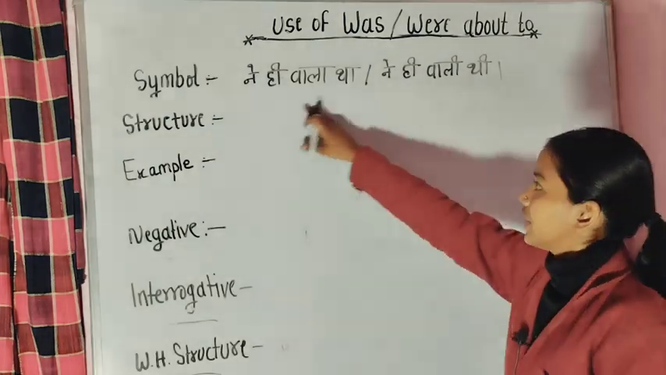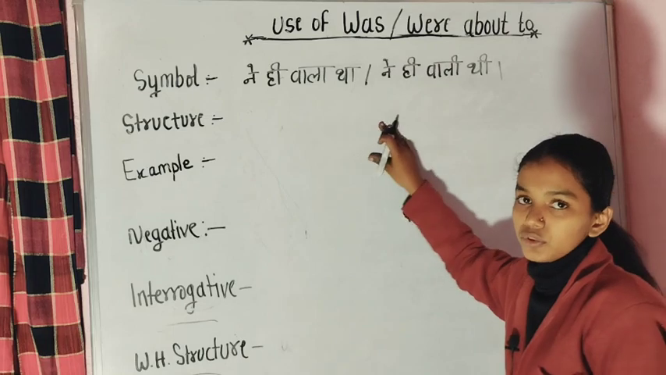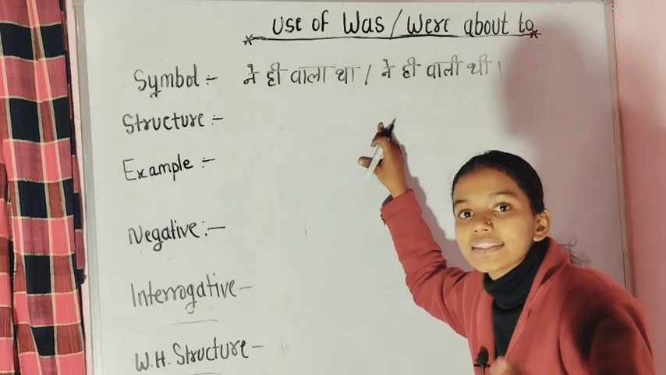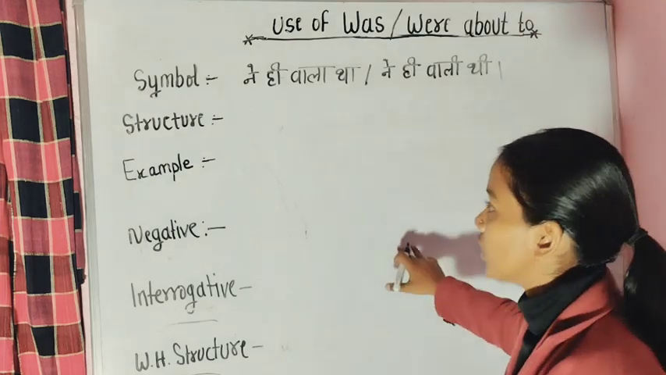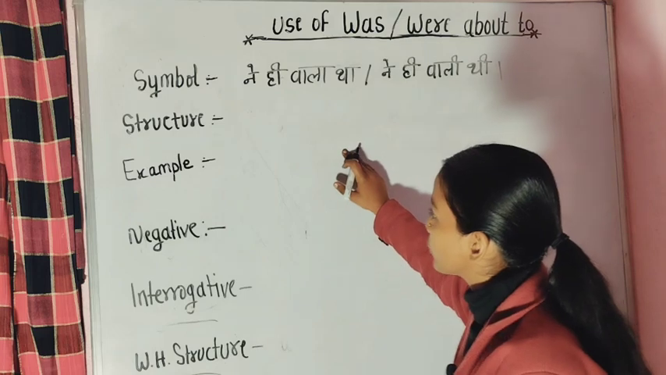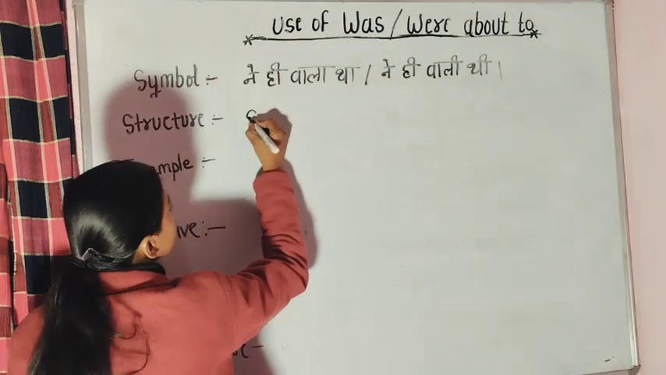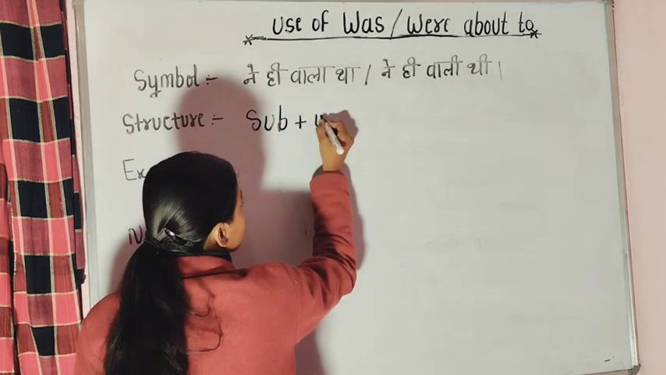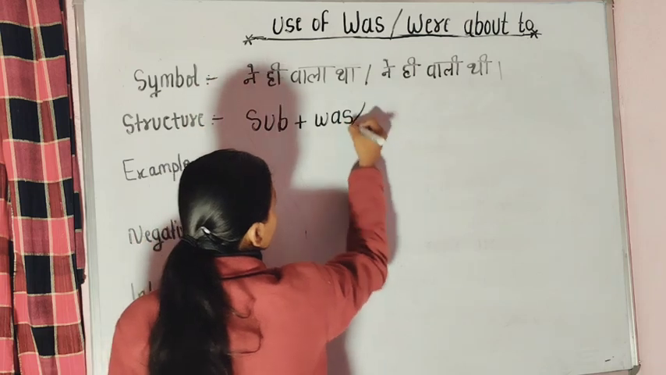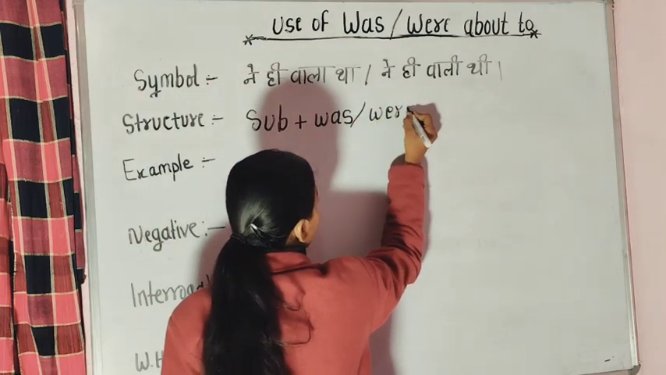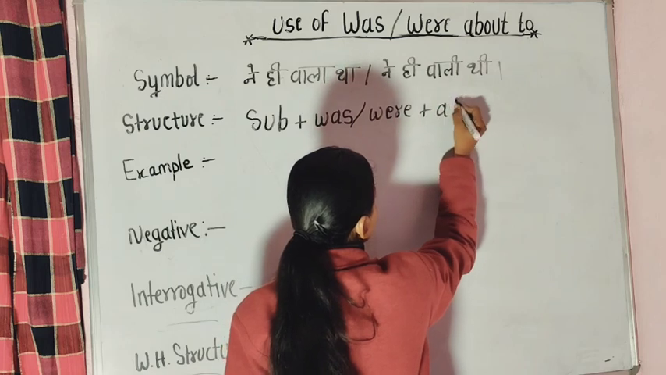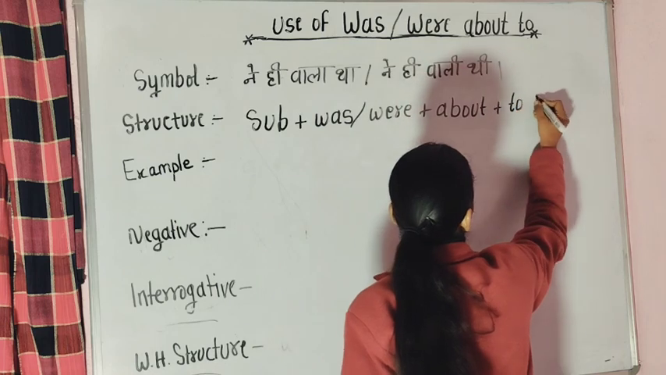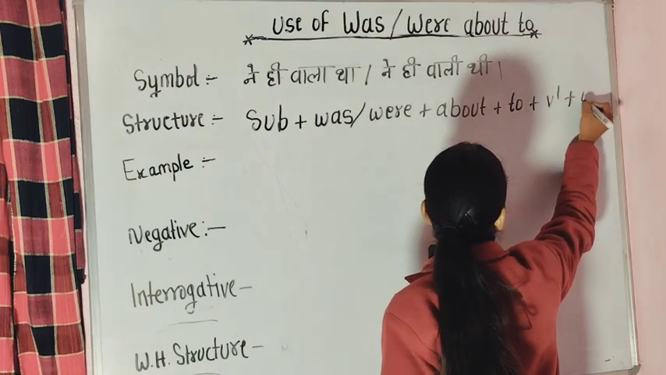What is the symbol? नहीं वाला था and नहीं वाली थी. We can use both. And another we can use, that is नहीं वाले थे. Okay, that's clear. So let's move to the structure. We are going to write the structure, that is subject plus was, were plus about plus to plus verb 1 plus other object.